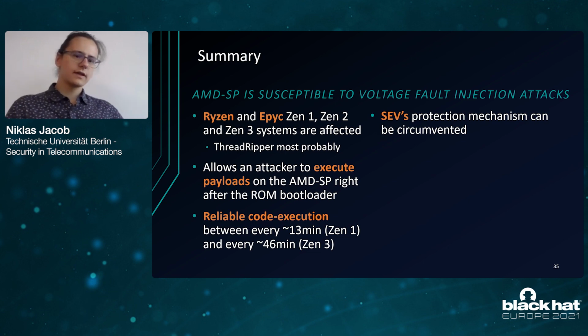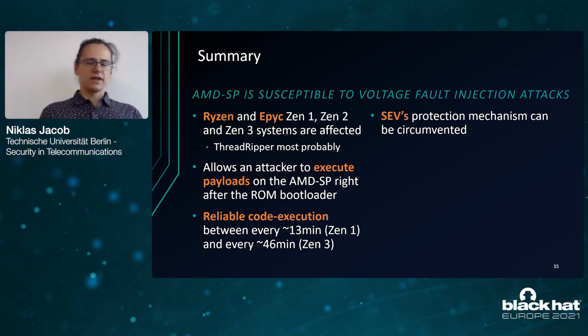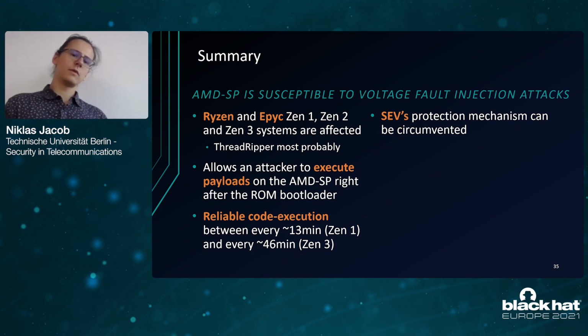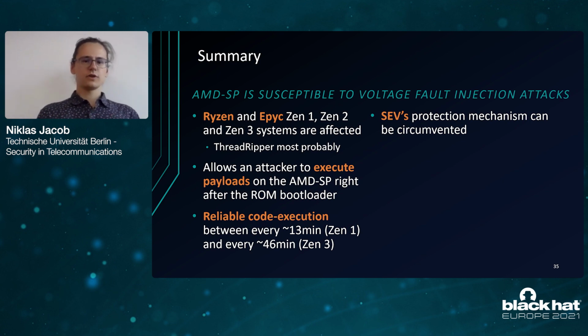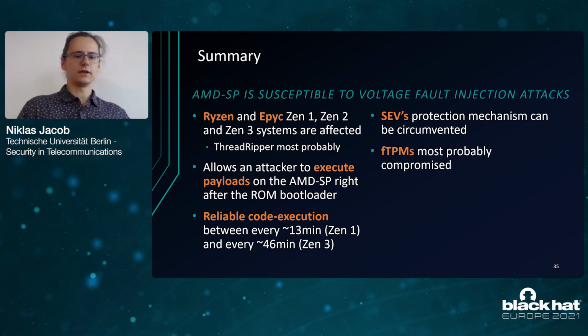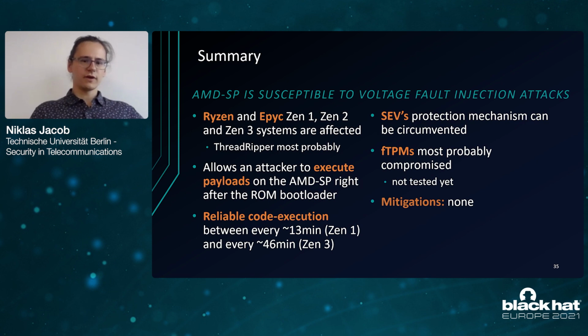We used our attack on SEV and basically circumvented certain SEV protection mechanisms. In particular, we completely broke SEV's remote attestation protocol, which cannot be assumed to be secure anymore for all of these CPU generations. We believe that firmware TPMs of the Ryzen CPUs will also be compromised by this attack, but we haven't tested this yet. So we'll see if we work on that.